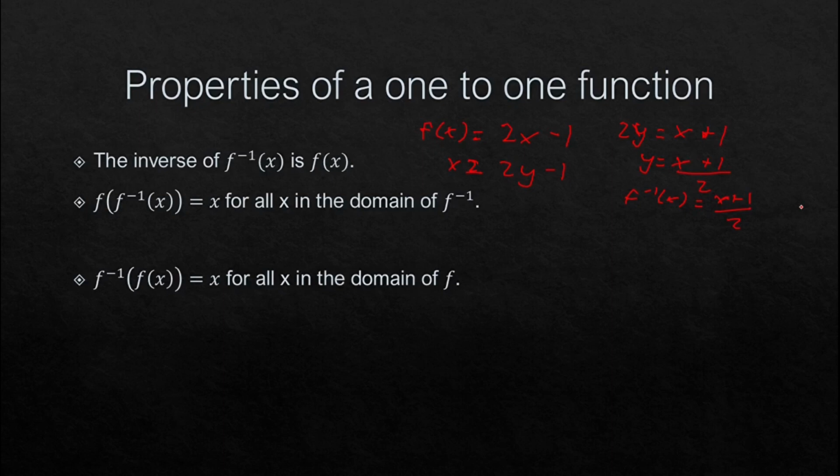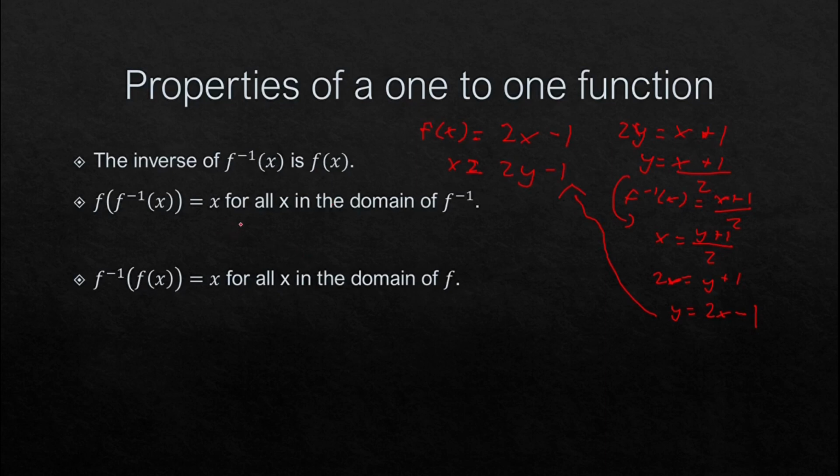So let's find the inverse of that inverse. Change y to x again. The y becomes x, and x becomes y, so x is equals to y plus 1 over 2, 2x is y plus 1, and then y is equals to 2x minus 1. Okay, we're back to where we started.